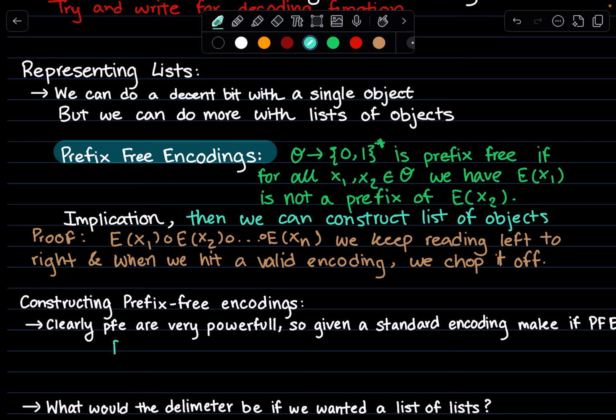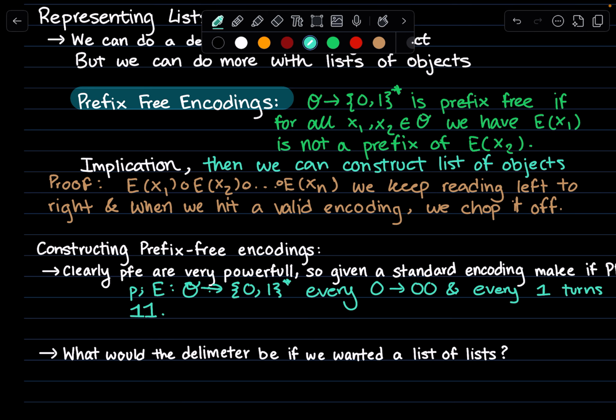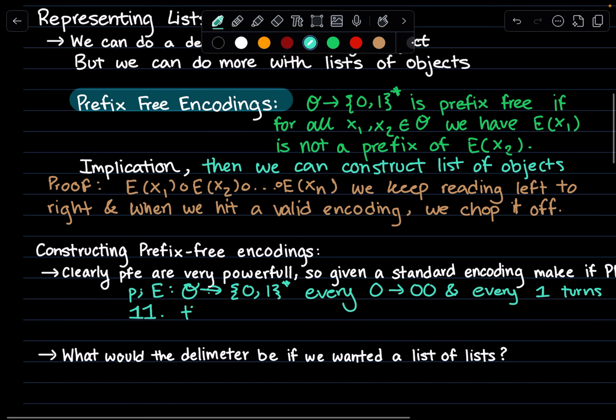So if we have any encoding, we'll call it E, that goes from the object to a list of 0s and 1s, what we're going to do is every 0 turns into 2 zeros, and every 1 turns into 1, 1. Okay? And now, if we ever see a 0, 1, this will be a delimiter.